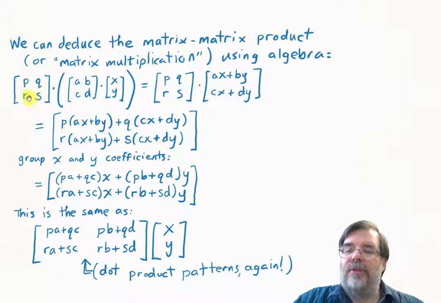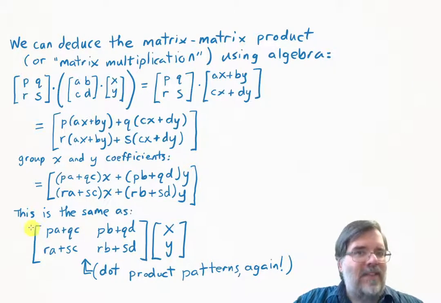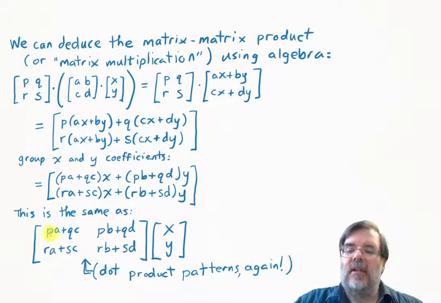So for mathematics to be consistent, matrix multiplication of these two matrices must be defined in this way. And once again, dot product patterns are showing up. Each one of these entries is a number times a number plus a number times a number. So that tells us that matrix multiplication can also be expressed with a dot product.